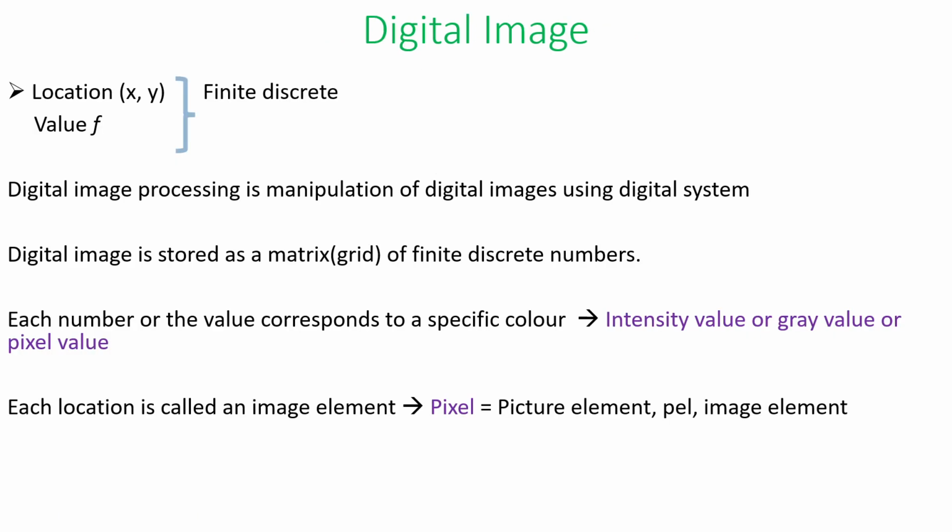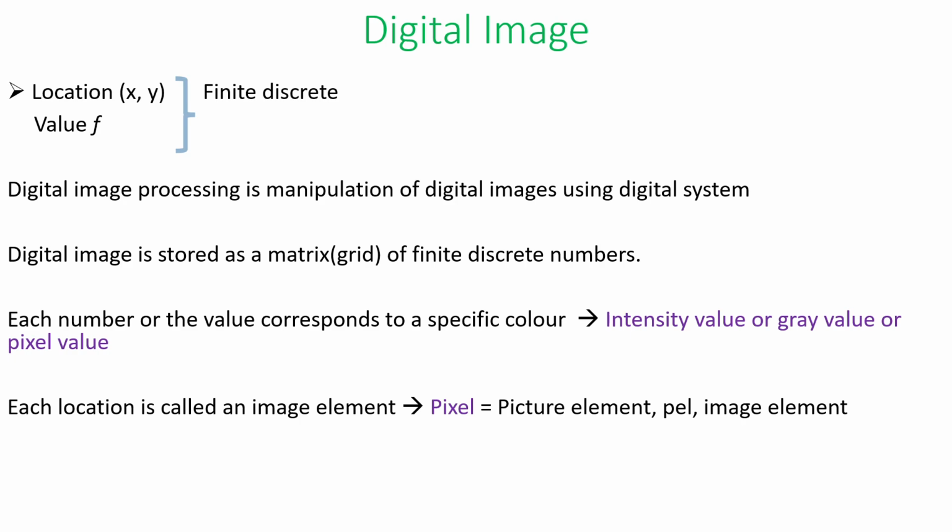So why do we call it a digital image? Does that mean there is something called analog? First we will try to understand what is digital. In digital, we mean that the location x comma y and the value of f at particular coordinates x comma y are all finite and discrete. They are not infinite. So digital image processing means you are trying to manipulate a digital image, where the values of the image and the locations in the image are finite and discrete, using some digital system like a computer.